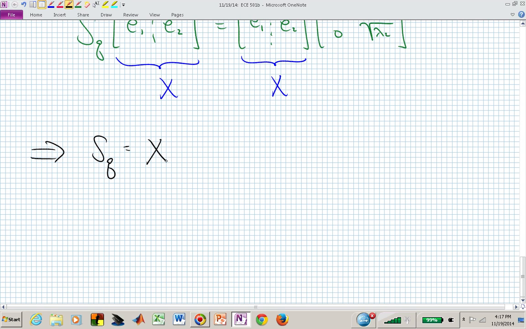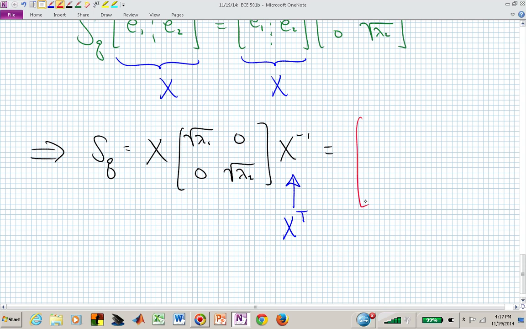This matrix is now X, square root of lambda 1, 0, 0, square root of lambda sub 2, X inverse, which, if you wanted to, this is just X transpose, and that's equal to 1.3825, minus 0.297593, minus 0.297593, and 1.97774.